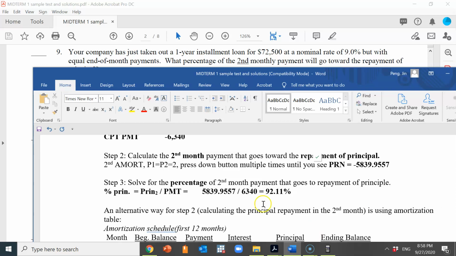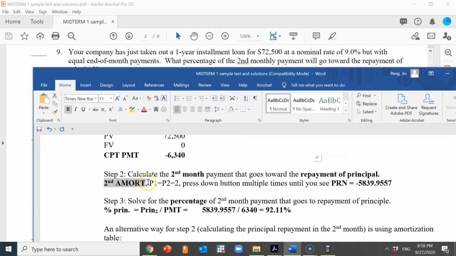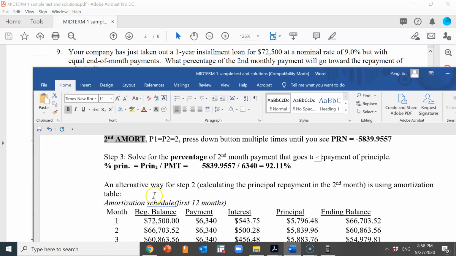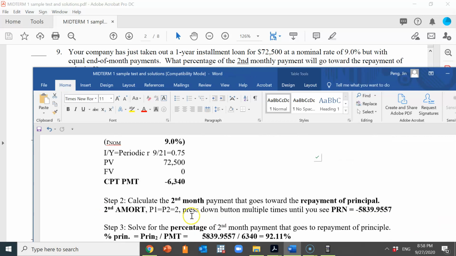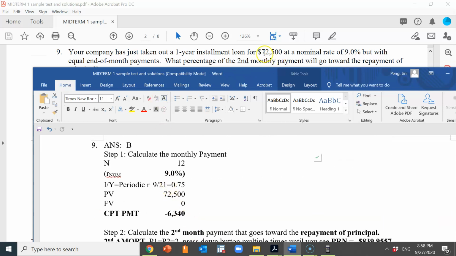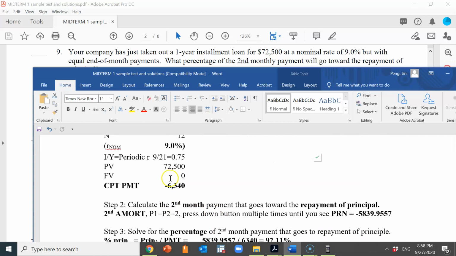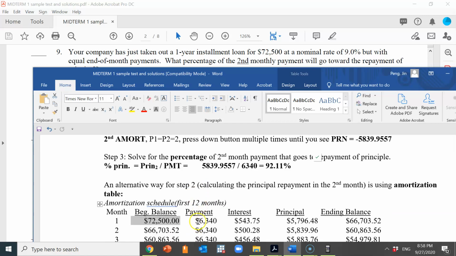Okay, instead of using this second amortization table in the financial calculator to solve for the principal payments in the second month, we could also construct the amortization table. Remember, we can just begin from this first month. The beginning balance is 7,500. We put it as the beginning balance in the first month, and we know the total payment in the first month is 6,340.